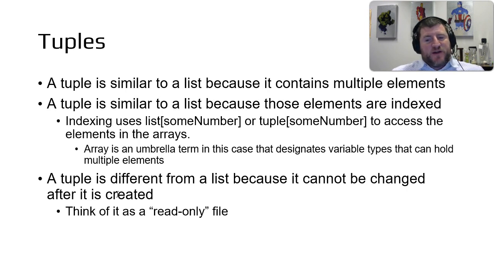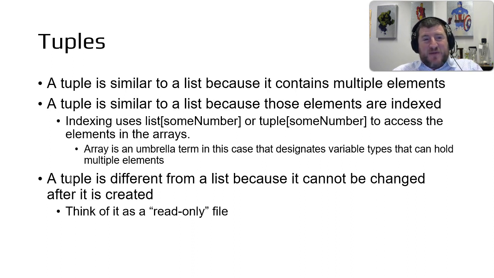Now sometimes this is beneficial, right? Because for security purposes, there are some files, some data, some storage that you don't want to change ever. And if you make it a tuple, then it can't be changed. Now you can make it a list and you can protect it and you can put in checks to make sure that it doesn't get changed. But a tuple actually cannot be changed. So from a security standpoint, a tuple is good.